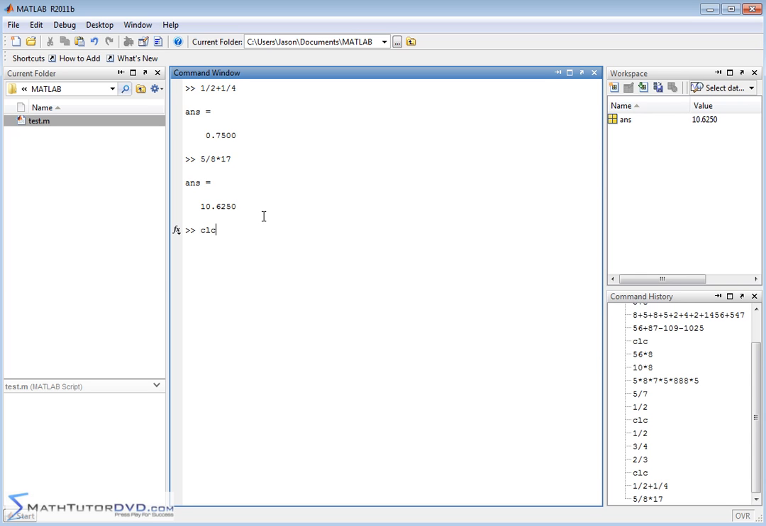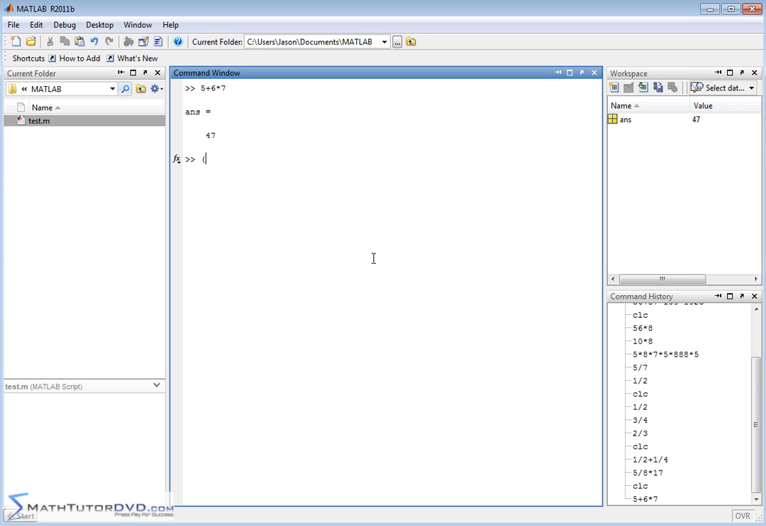Now, the other thing I want to show you is, of course, MATLAB understands parentheses. And you use the same parentheses that you have on your keyboard. And it understands order of operations. So if I have 5 plus 6 times 7, then the way MATLAB is going to arrive at this is going to do 6 times 7, and then it's going to add 5 to the result. And so I'm going to get 47, like this.